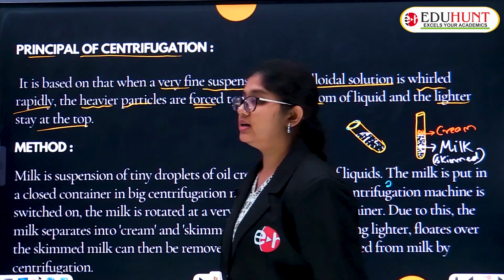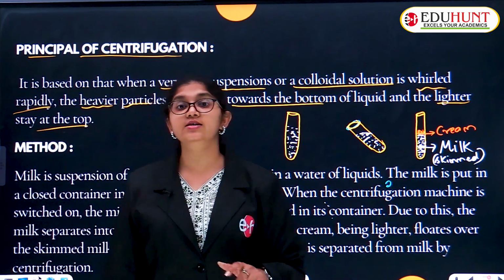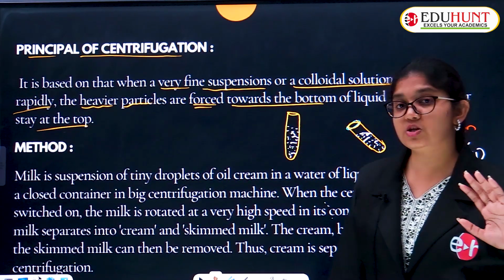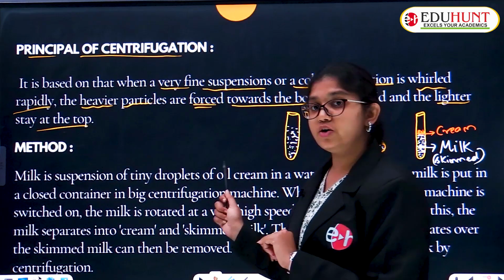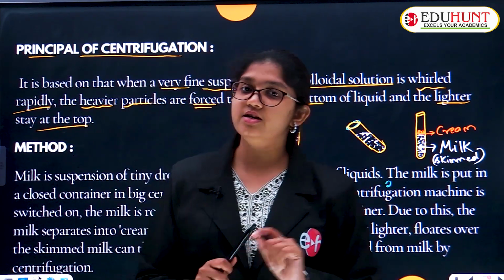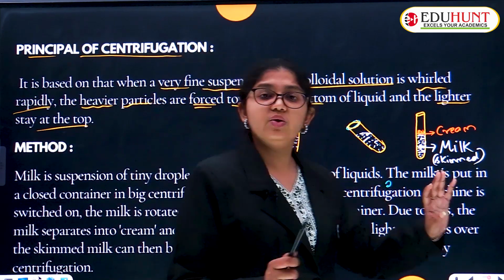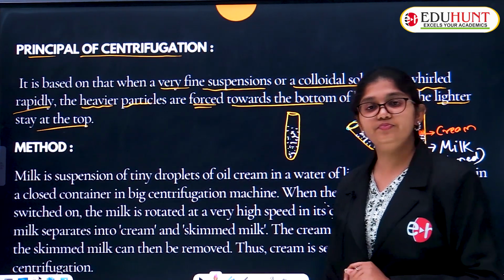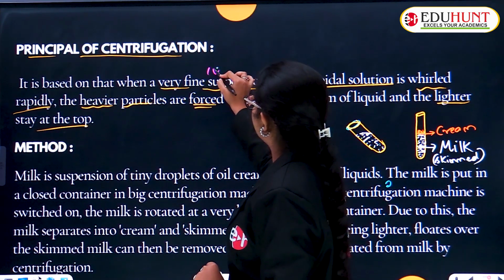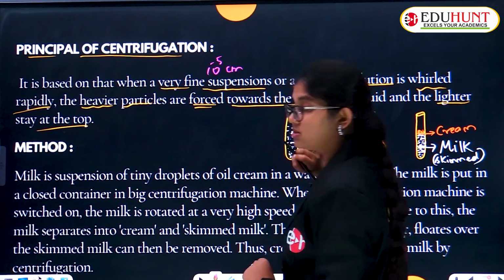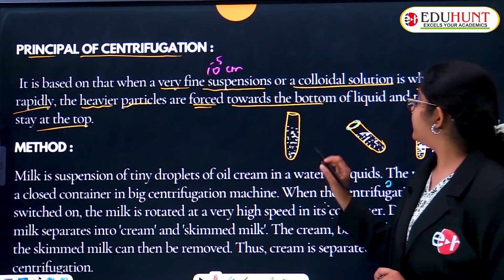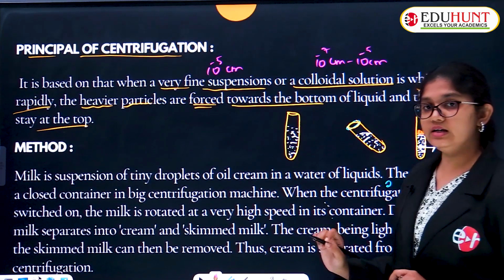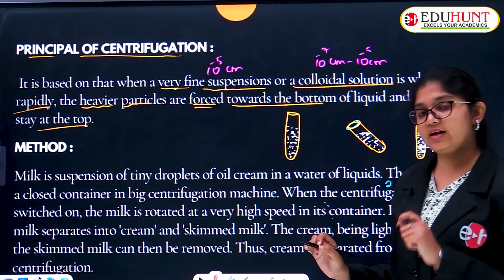Skim milk is milk without cream. So, this is the principle of centrifugation. It is based upon the separation of very fine suspension particles or colloidal solutions. Children, what is the size of suspension particles? One second. Yes, 10 power minus 5 centimeters. And for colloids, 10 power minus 7 to minus 5. Very good.